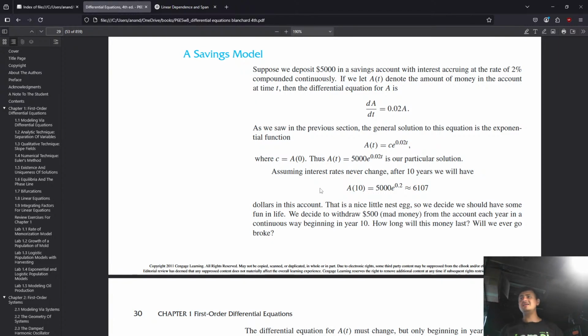Alright, a simpler savings model. Ice in my veins! Suppose we could deposit $5,000 into a savings account with interest accruing at the rate of 2% compounded continuously.